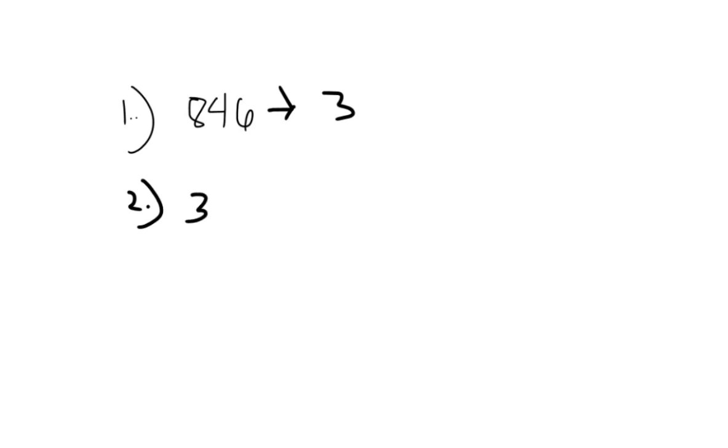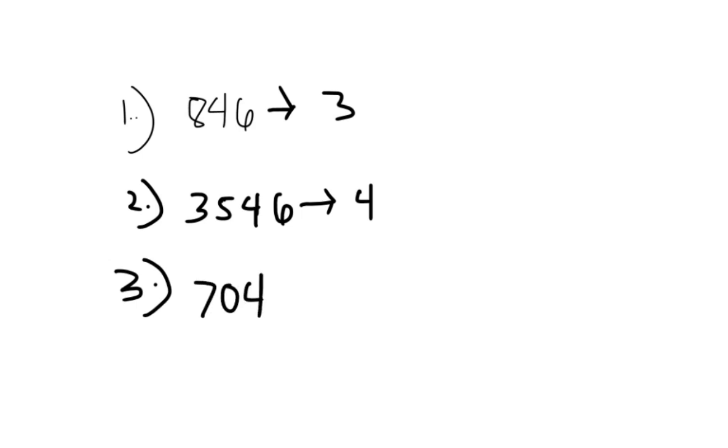846 has 3 significant figures. So what about 3, 5, 4, 6? How many significant figures here? We have 4. I'm just going to count it. Then 7, 0, 4. How many significant figures here? Just 3. So the non-zero rule does not apply here yet.